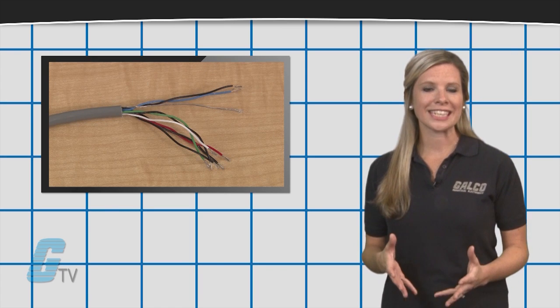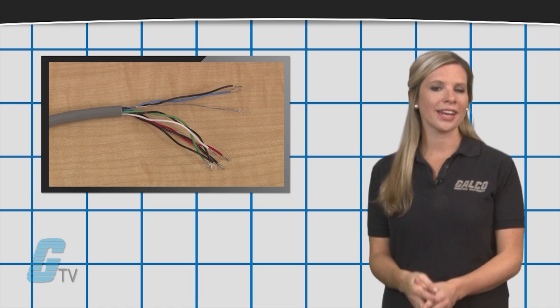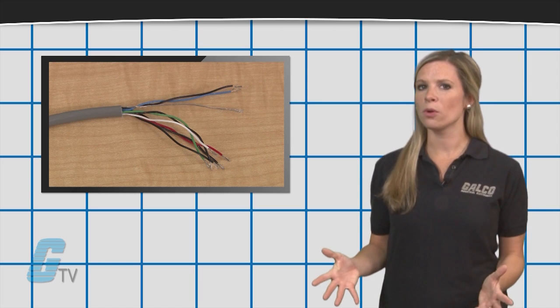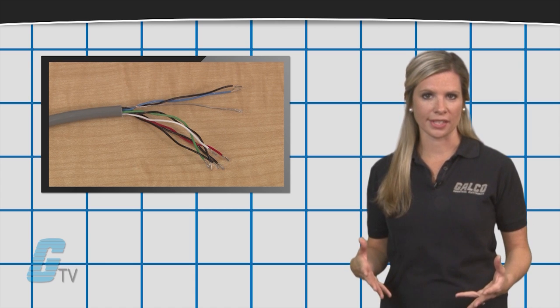If using a shielded cable, the ground will need to only be installed on one end of a device and not on both devices, or there will be a risk of running current between the two devices.